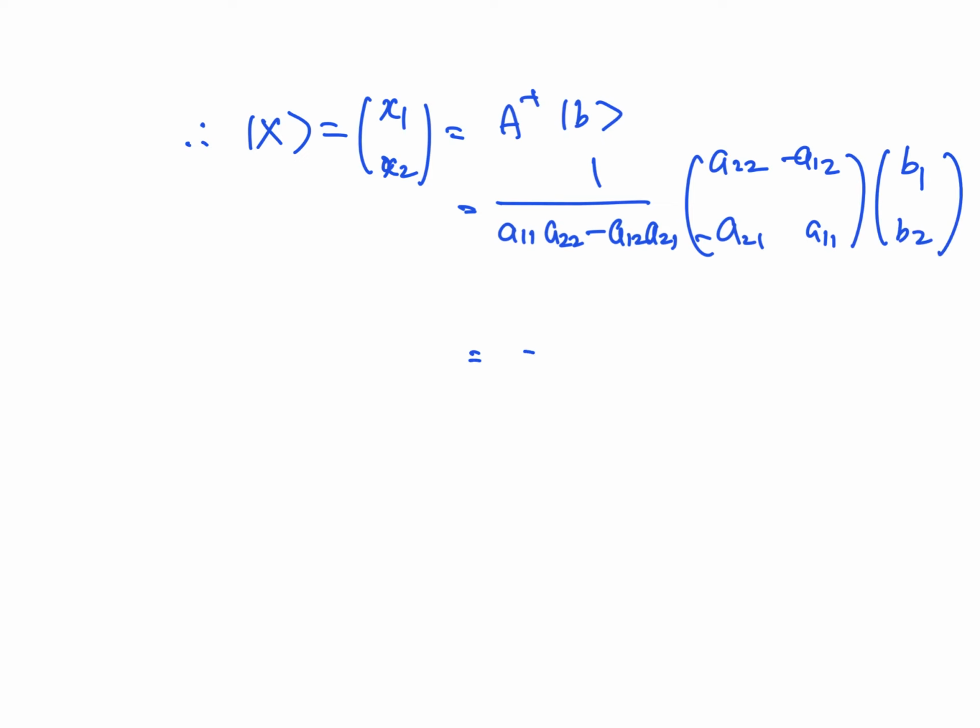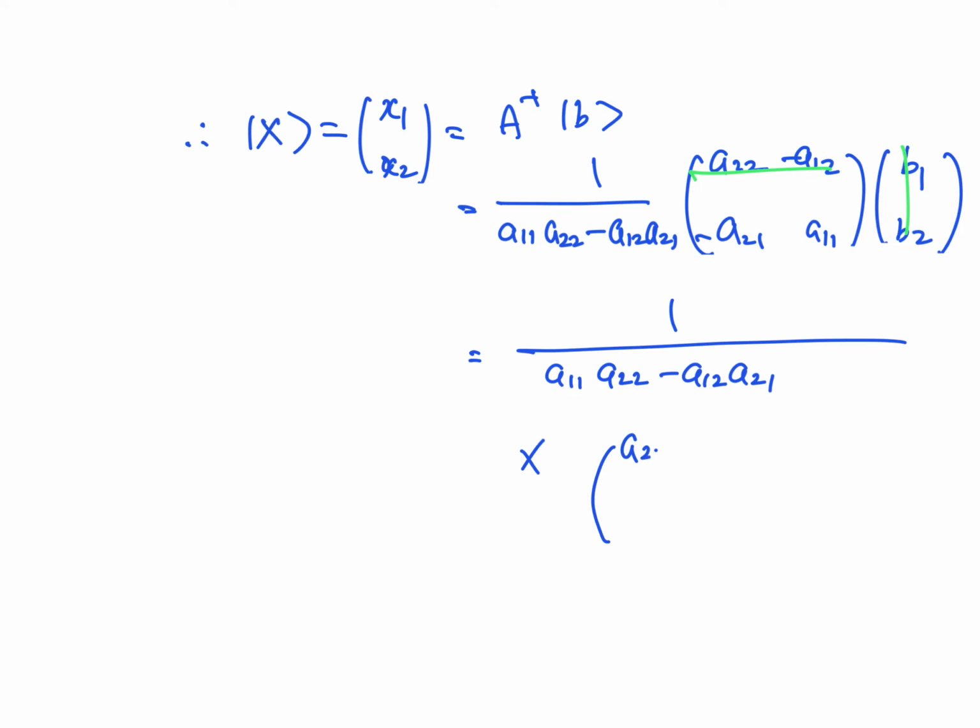So X, which is x1, x2, is the inverse times P: 1 over (A11 A22 minus A12 A21) times the matrix A22, minus A12, minus A21, A11, times P1, P2, right? So you can just write down the answer in the following way: A22 P1 minus A12 P2, minus A21 P1 plus A11 P2, right?